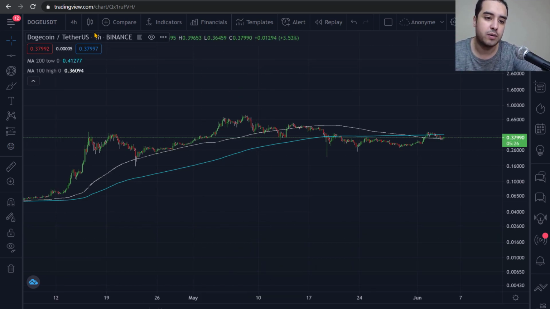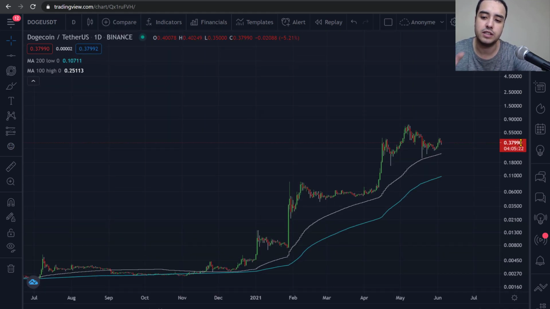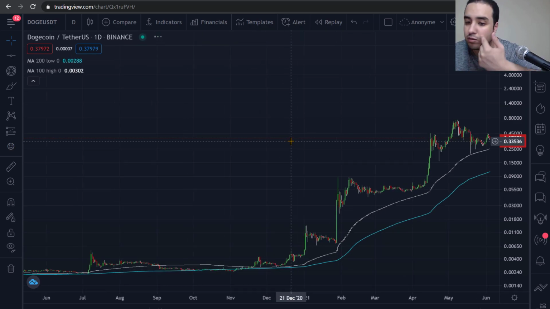So guys, this is an advice. Trust me, this is an advice. Before you get into any cryptocurrency or any market, stocks or bonds, you have to understand the market behavior of that asset. For example, with Dogecoin, you can absolutely see that by eye.